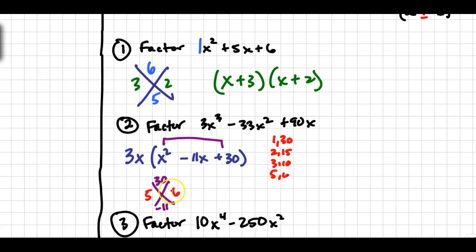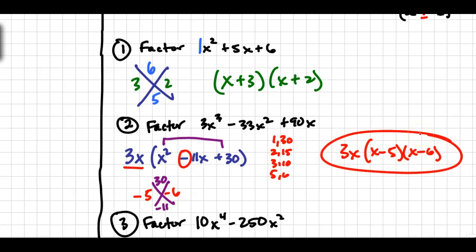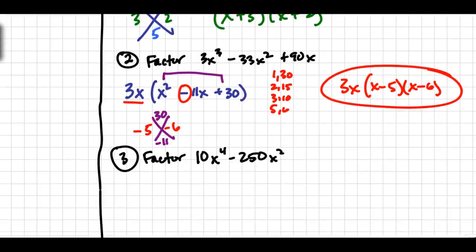11. But I want them to add up to negative 11, so I have to make sure that they're both negative. I knew that was going to be the case because whenever the b value is negative, the two factors are always going to be negative. So my final answer now is the 3x, which was the GCF, and then x minus 5 and x minus 6. Remember, you can always double check your answer by doing FOIL on your answer or the extended distributive property. You should get the original polynomial back when you're all done. And if you do, that means you did it right.